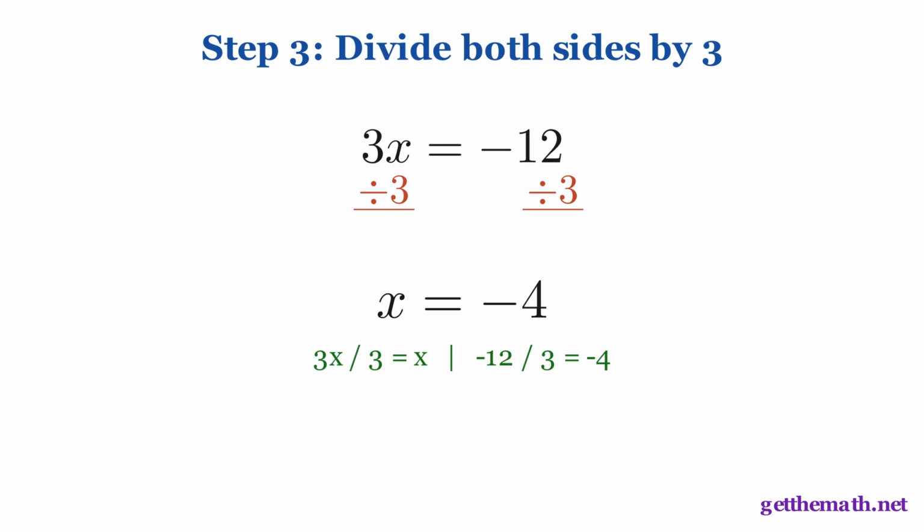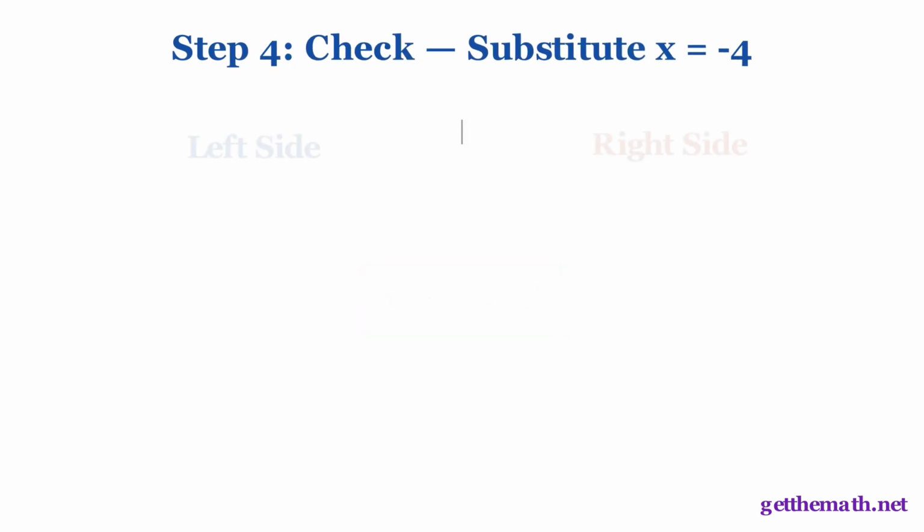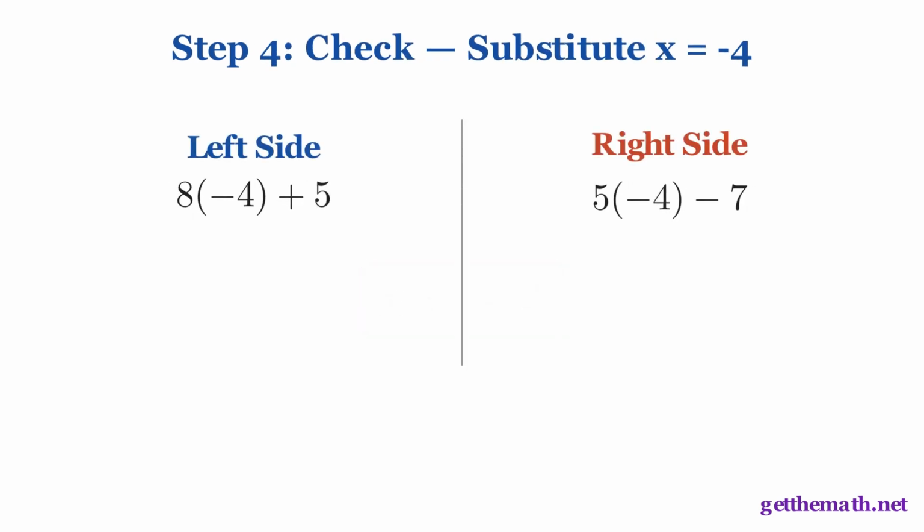Step 4. Always check your answer. Substitute x equals negative 4 back into the original equation. Left side, 8 times negative 4, plus 5. 8 times negative 4 is negative 32. Negative 32 plus 5 is negative 27.